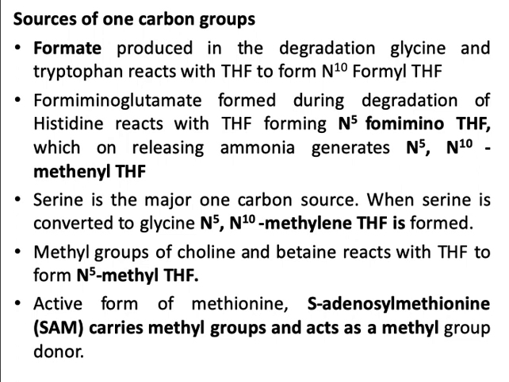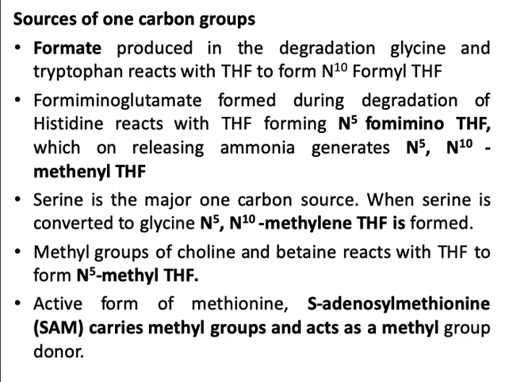Serine is the major one carbon source. When serine is converted to glycine, N5 N10 methylene tetrahydrofolate is formed. Methyl groups of choline and betaine react with tetrahydrofolate to form N5 methyl tetrahydrofolate. The active form of methionine, S-adenosyl methionine, carries methyl groups and acts as a methyl group donor.